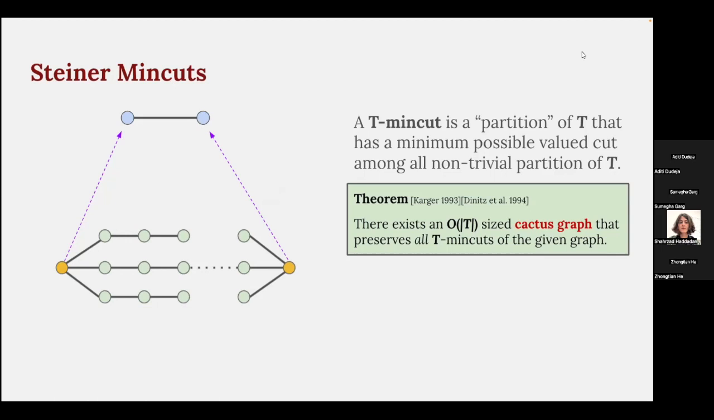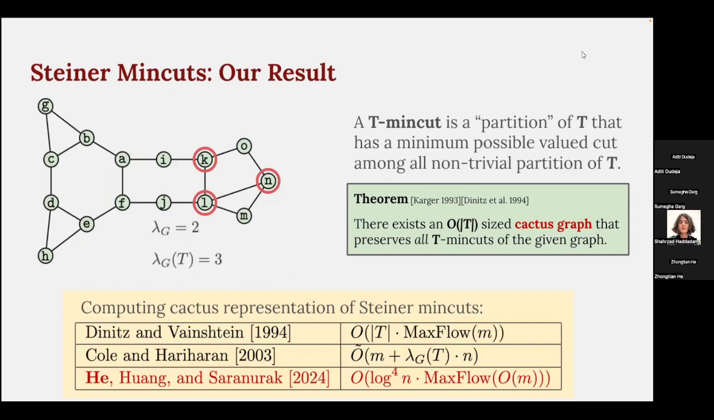All right, so let's see some more examples maybe. In this case, T is this set of 3 vertices, and the Steiner mincut is 3. So the Steiner mincut might be different from the global mincut. You need to delete at least 3 edges to disconnect it.